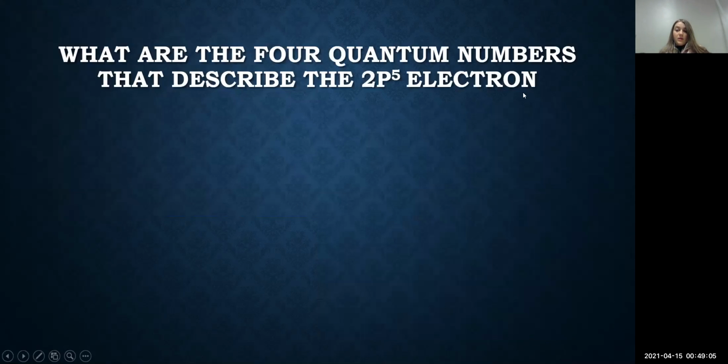So we will have another practice question. What are the 4 quantum numbers that describe the 2p5 electron? So try to think of those for a minute.